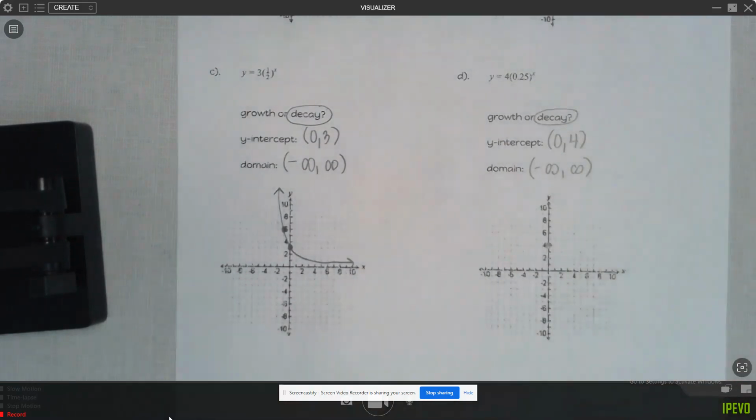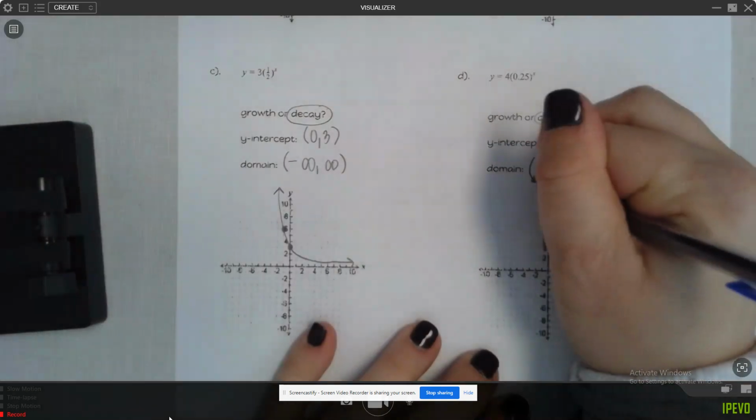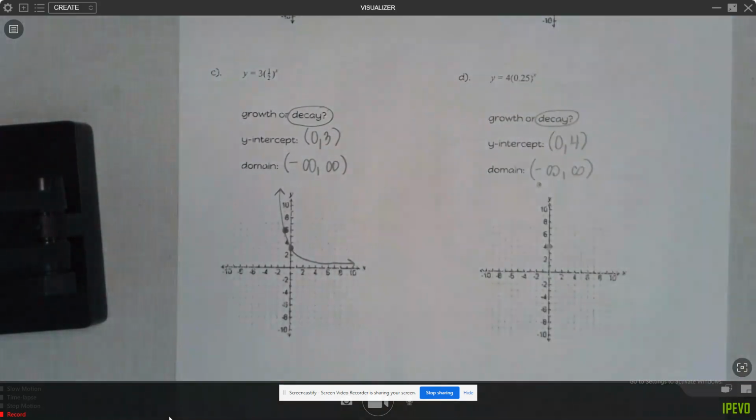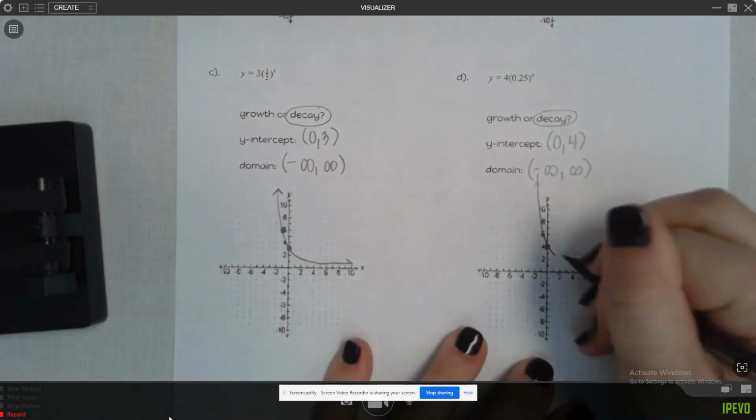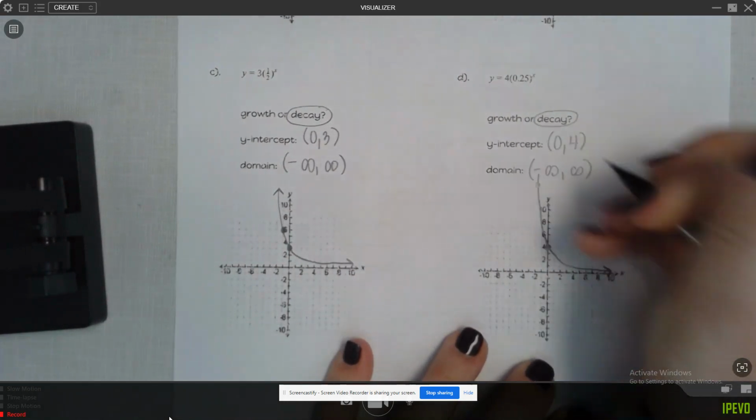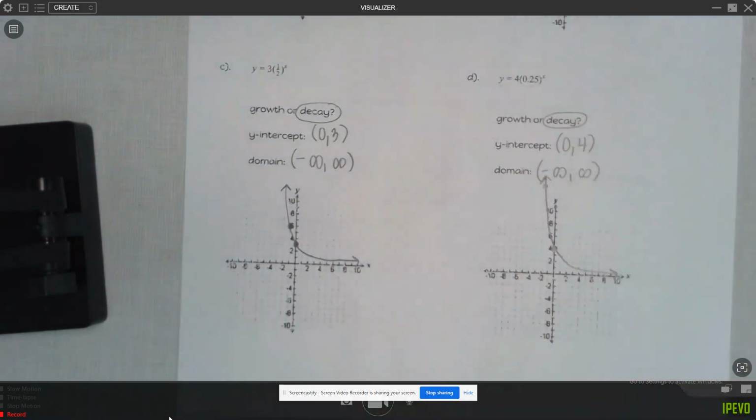Does this one fit on the graph? No, but can we estimate it? Can I go below 0? No. Can we graph exponential functions? Yeah? Okay.